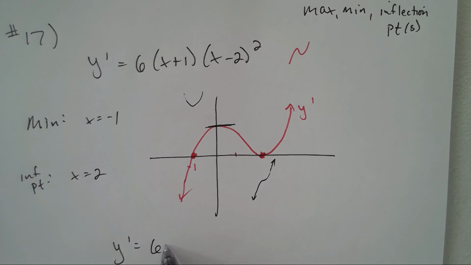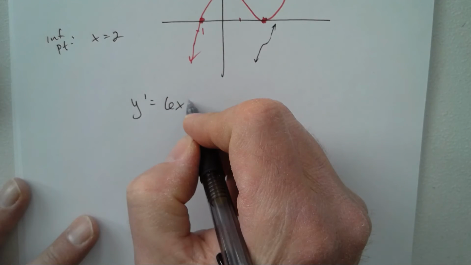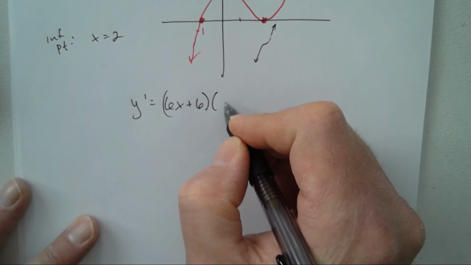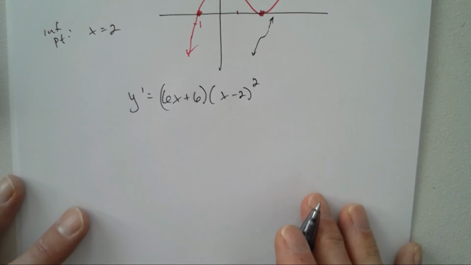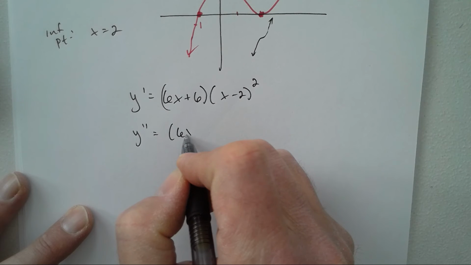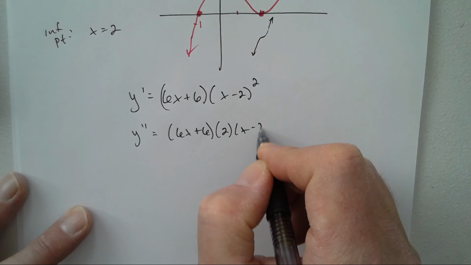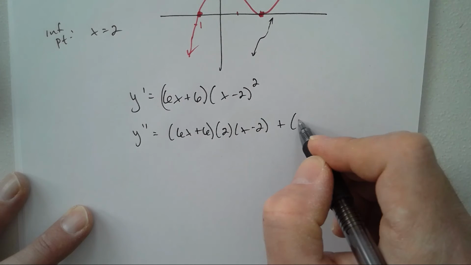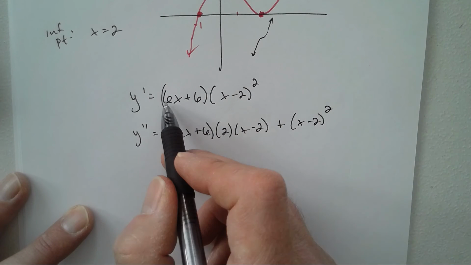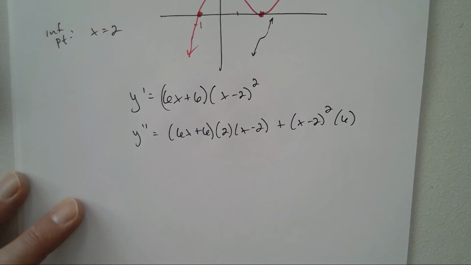We could use a product rule if we wanted to. I'm going to distribute the 6. So then our second derivative is this, derivative of that, which is 2 times x minus 2, plus x minus 2 squared times the derivative of that, which is 6. So now we set that equal to 0 and solve.